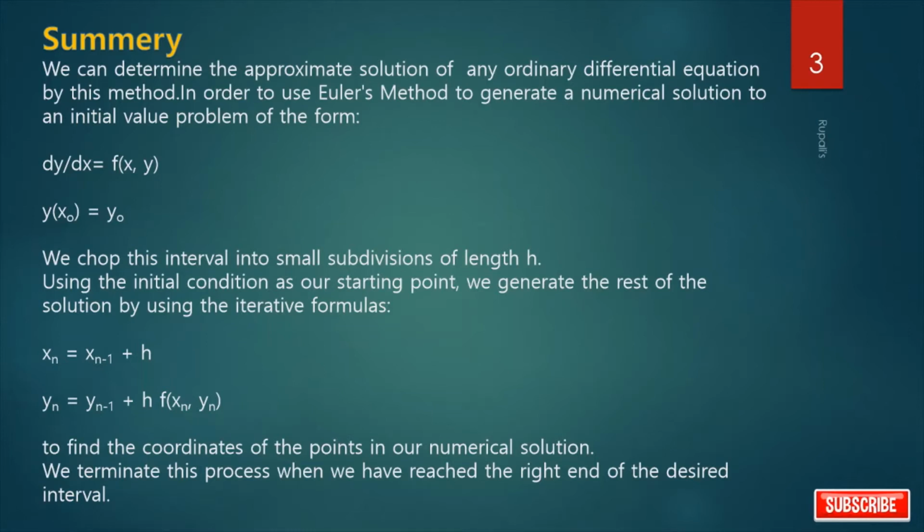Using the initial condition as our starting point, we generate the rest of the solution by using the iterative formulas like xn = xn-1 + h, and then yn = yn-1 + h f(xn, yn). To find the coordinates of the points in our numerical solution, we terminate this process when we have reached the right end of the desired interval. Take one example, then this will be clear for you.